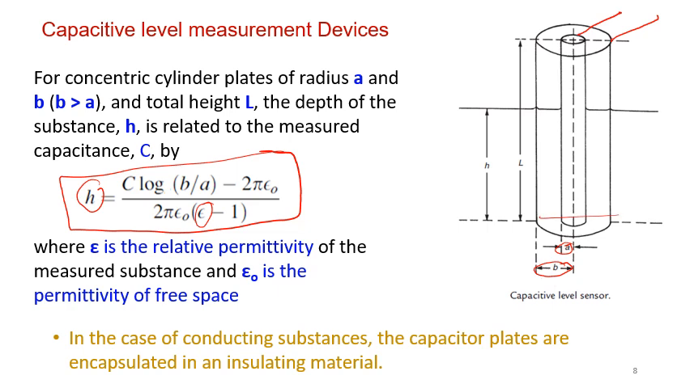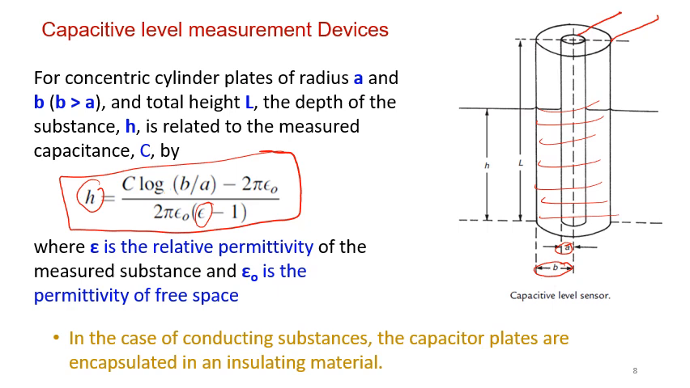As the liquid rises, the effect of epsilon will change, because before the liquid rises, epsilon was the effect of air only, but as the liquid rises in between the two plates, epsilon comes as a result of the material whose level we are measuring. That will affect the capacitance, of course, and it's going to tell us about the water level. That's how we can measure the level of a liquid or water by using this kind of sensor.